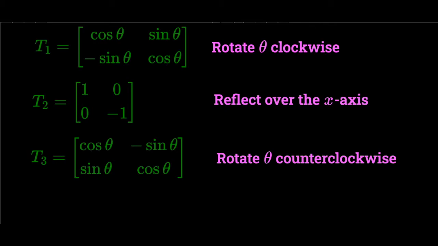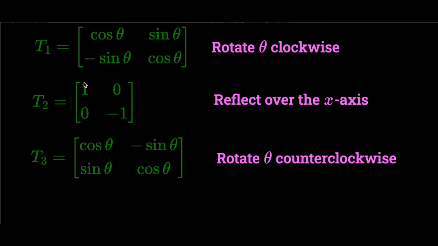T1 is the matrix that rotates theta clockwise. You'll notice that the negative is in the first column. If you think about the image of the point (1, 0) after transformation, you can think about it moving down into quadrant 4. This second matrix here is the reflection over the x-axis.